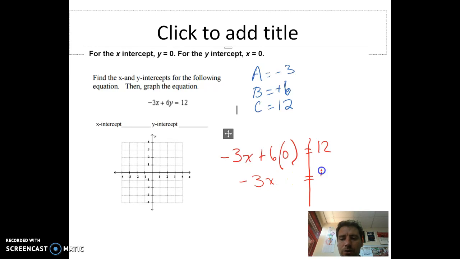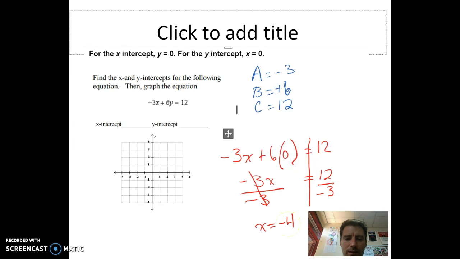-3x equals 12. And remember, to solve a one-step equation here, I do inverse operations. This is -3 times x, so the inverse of multiplying is going to be dividing by -3. So I divide there, and I get x equals -4. 12 divided by -3 is -4.